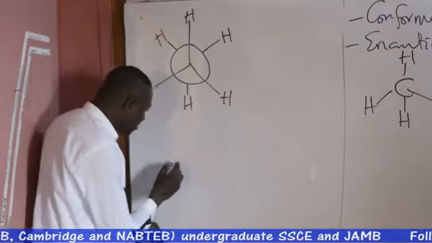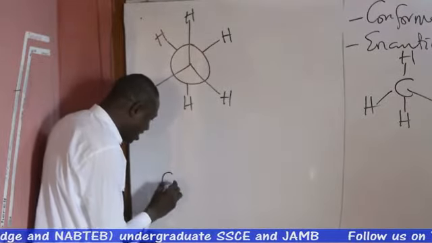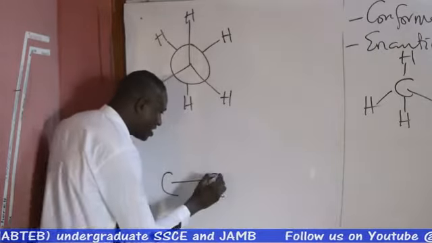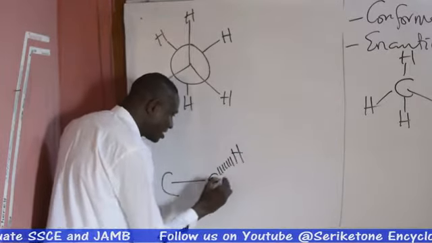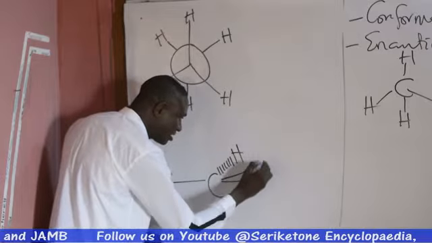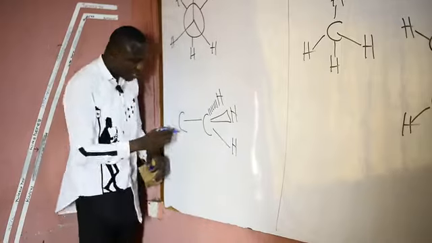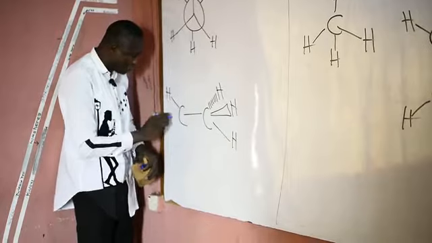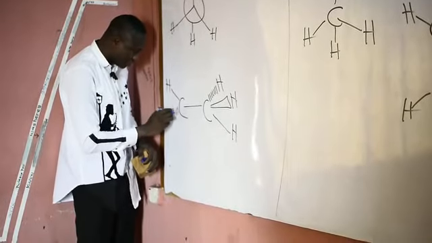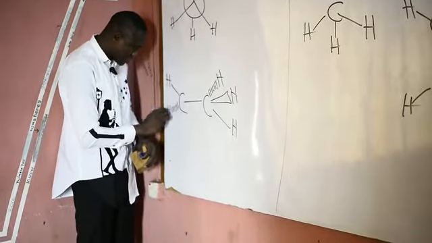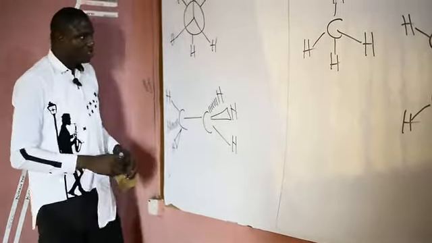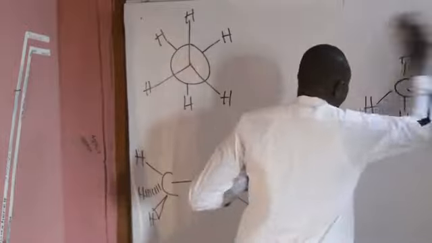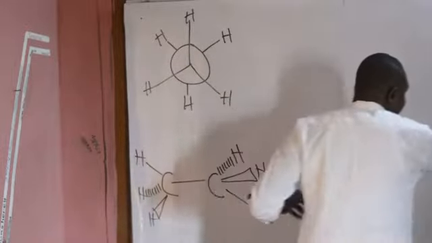The other formula is what we have in this format: carbon, carbon. Then here you have the dash wedge, then the solid wedge, and you have the third hydrogen. Likewise, here you have something like this. Then you have the dash wedge, and you have the solid, something of this nature. So these two are representations of ethane.